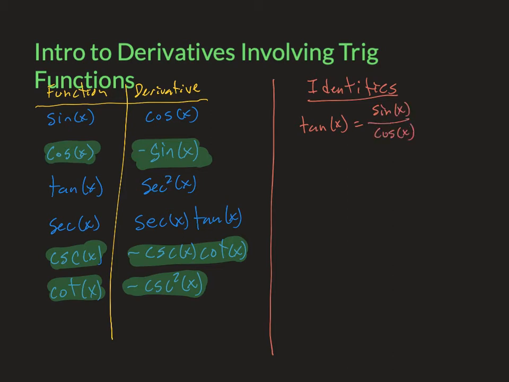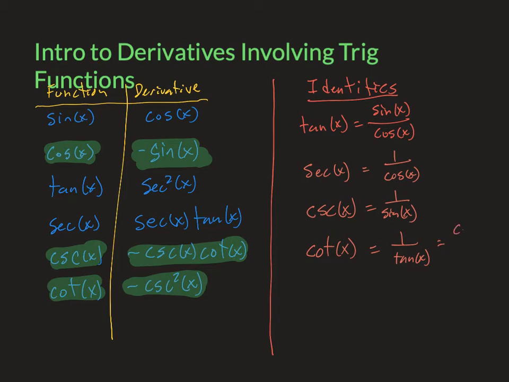That's a standard identity that everybody learns in trig class. The secant of x can also be written in terms of just cosine. That's 1 over the cosine of x. The cosecant of x is 1 over the sine of x. And the cotangent is just the reciprocal of the tangent. So I could write that as 1 over tangent, but more importantly, it's the cosine of x over the sine of x.